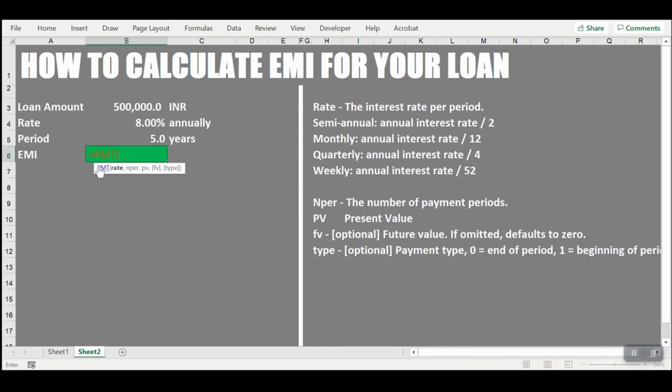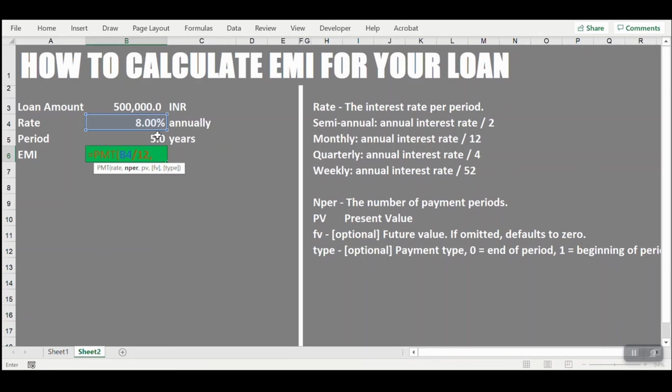So first, when you activate the PMT formula, it asks you the rate. So my rate is 8%. I'll divide it by 12 because I have to convert this into a monthly rate, right? Remember that. Then the next is the NPER. NPER is basically the number of payment periods, right? So here I have a period of 5 years in mind, but remember to convert that into months.